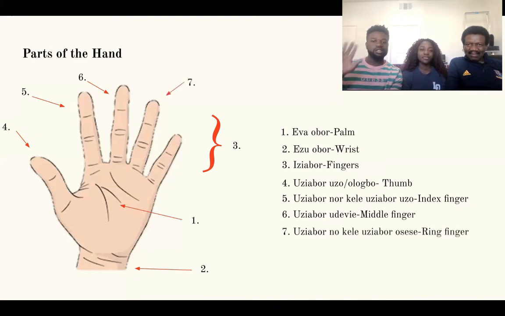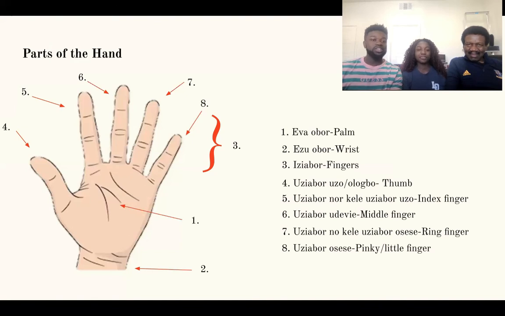For the ring finger, another longer one, but it's Uziabo Nokele, Uziabo Osose. And so that translates literally to finger that is next to the pinky or little finger. And then as you can guess, pinky would be Uziabo Osose. And then I think that is all for this page.